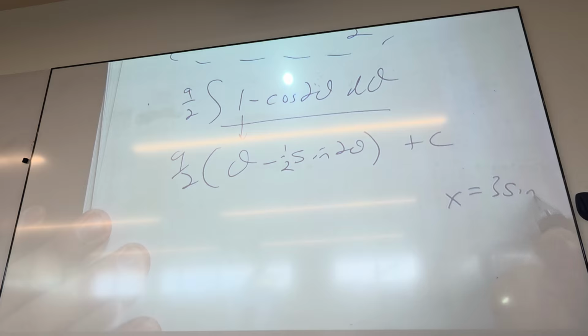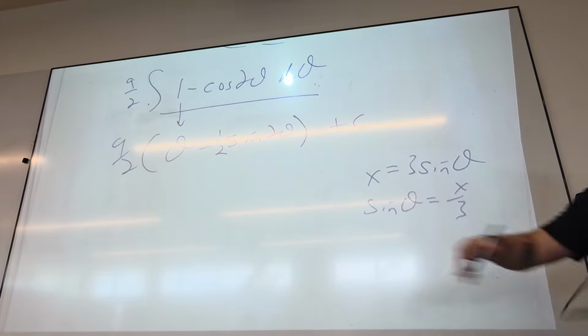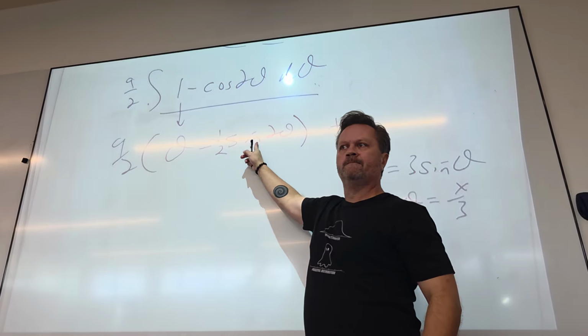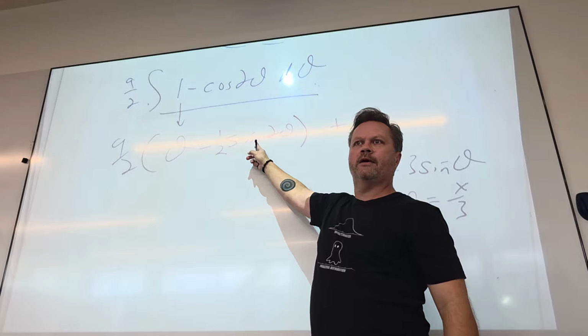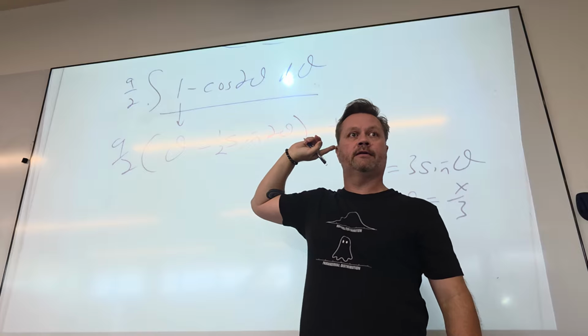X equals 3 sine theta. Good. So what's sine theta? X over 3. Good, right? Now, is that going to replace that with x over 3? No. Because it's talking about a different angle, correct? That's a completely different angle than that.